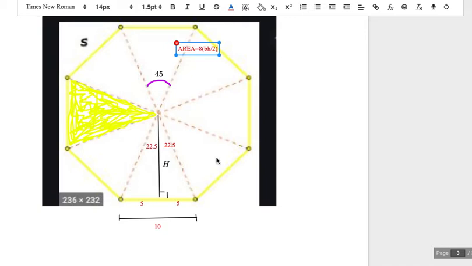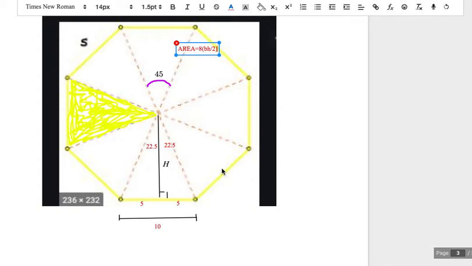So how do I find that height? Well, I'm noticing that I do have a right triangle. I can't use the Pythagorean theorem because I don't have the hypotenuse and I also don't have this leg, but I can use trigonometry. So I'm going to use some trigonometry.